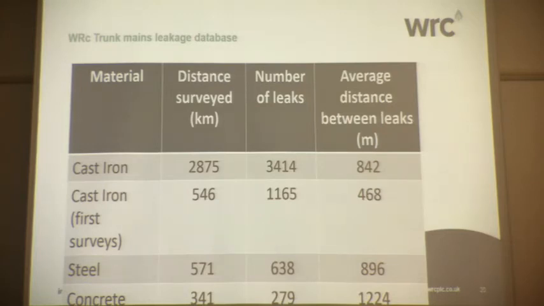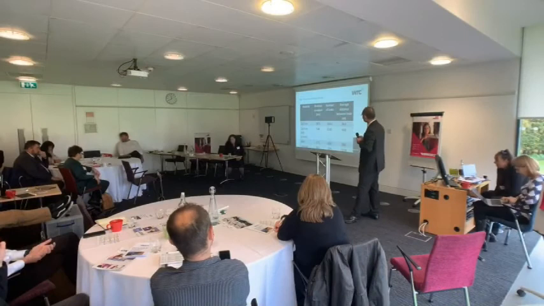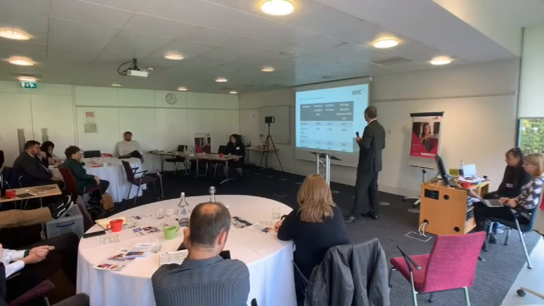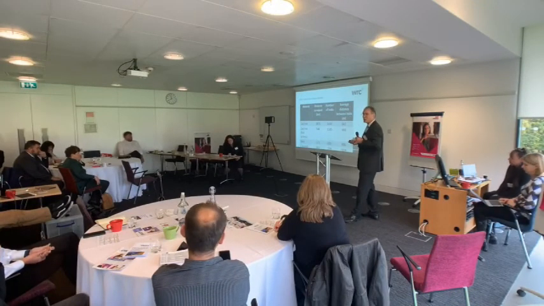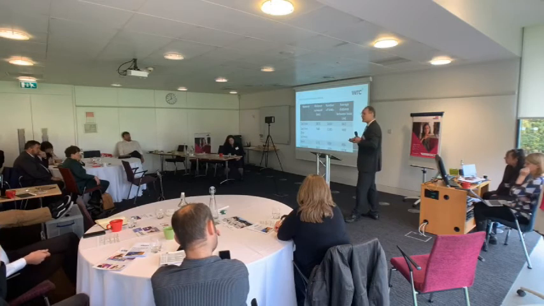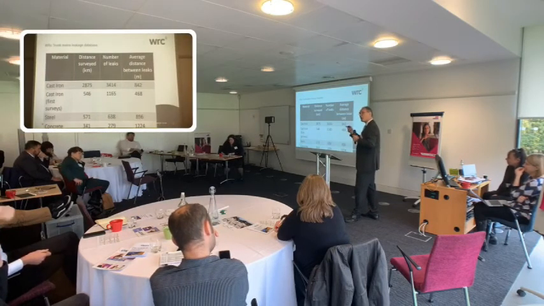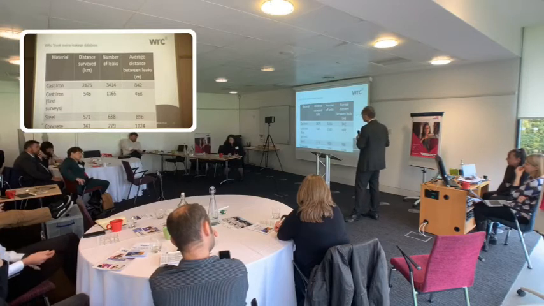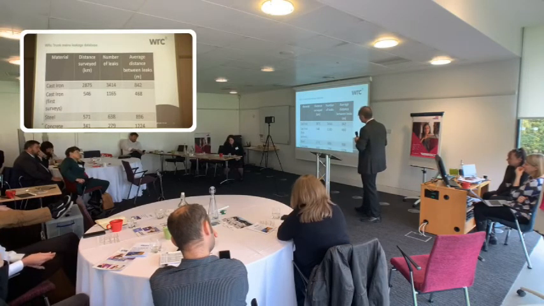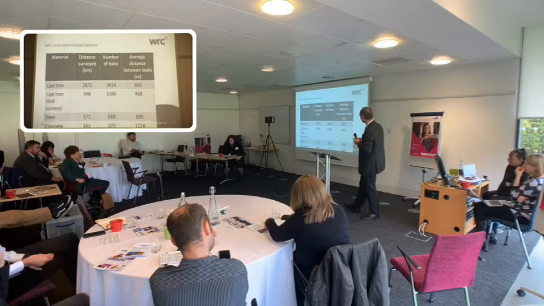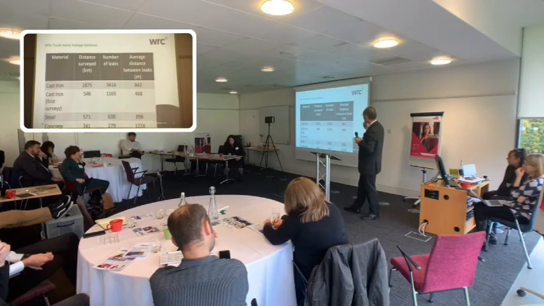So, what is the problem with trunk mains leakage? Well, with Sahara, over the last 20 years, we've surveyed 2,875 kilometres of cast iron pipe. That includes resurveys, and our biggest customer, Thames, we sweep round their network once a year, repeating surveys. But in that period, we found 3,400 leaks. If you just look at the average distance between leaks, that's 842 metres.